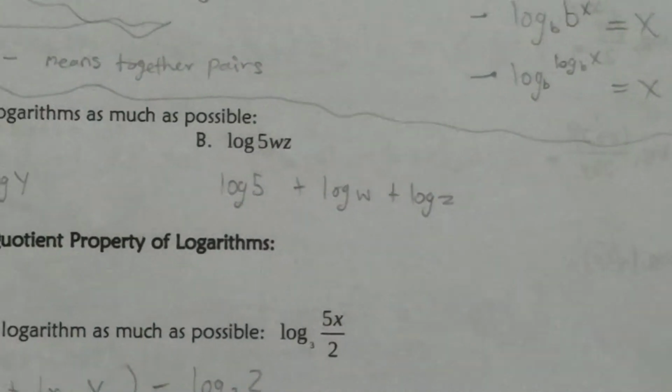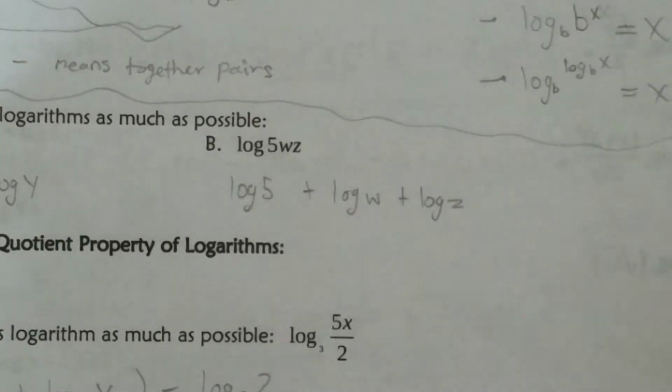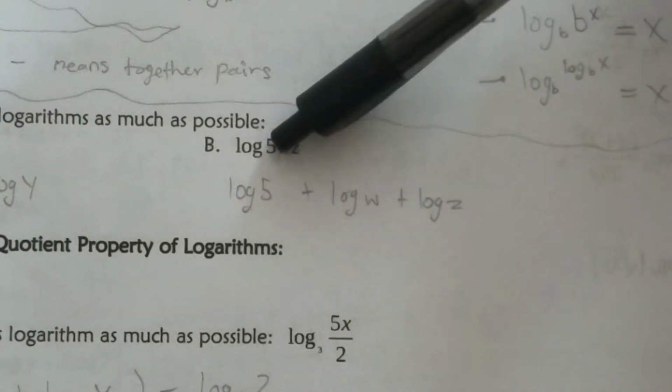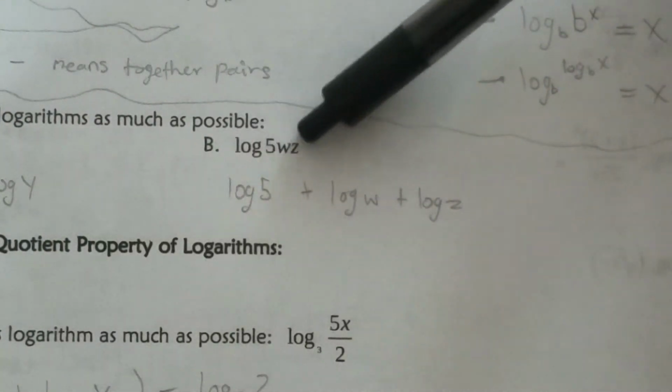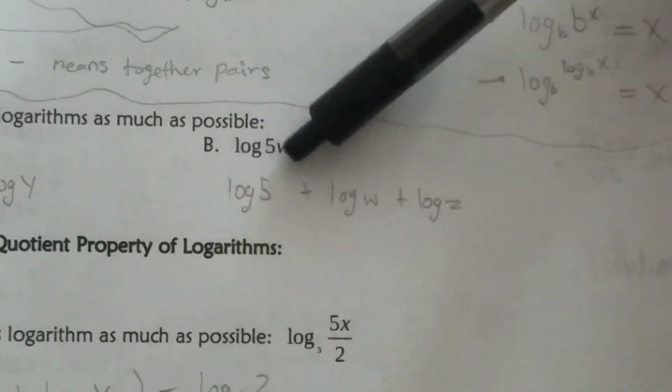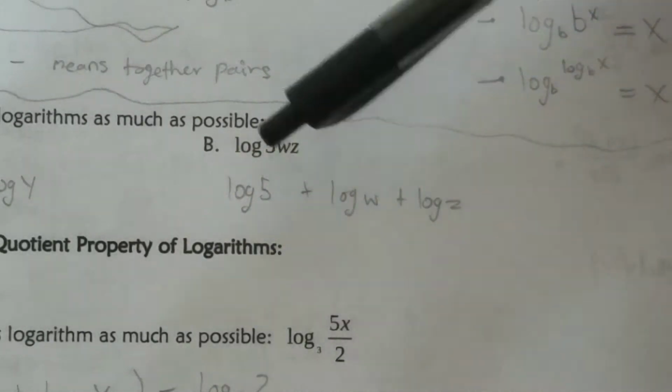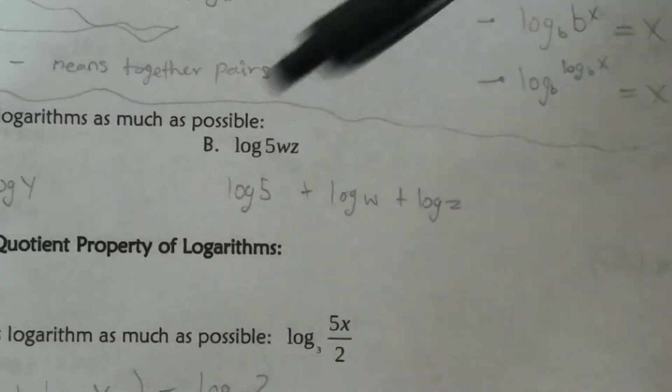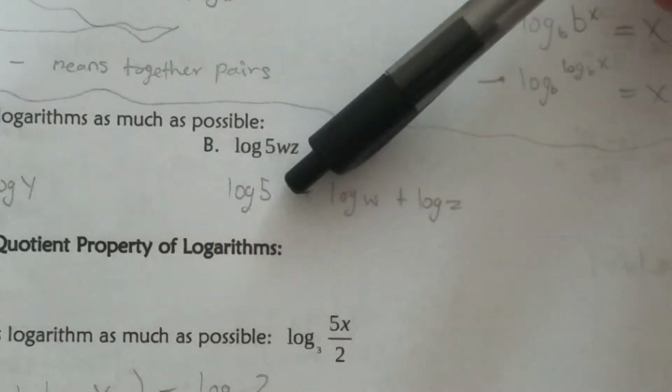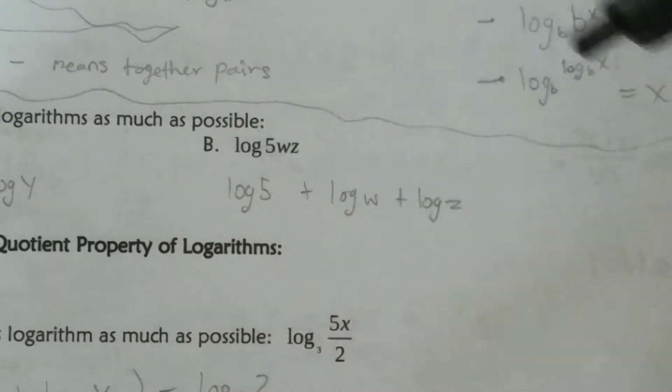Then we've got this problem right here, B. Same thing, product property. But instead we have three variables, numbers we need to look at. So you just expand it into 3 terms this time. Log 5 plus log w plus log z.